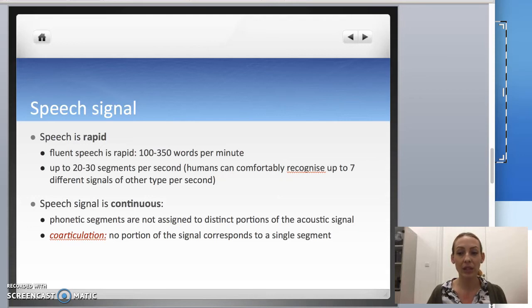So sounds can be kind of predicted by the properties of sounds that precede them. So we don't say each sound separately, they're linked, and so each of them contains some bits of the surrounding segment. So that helps us with recognizing the segments, even though they are so close together and so quick.